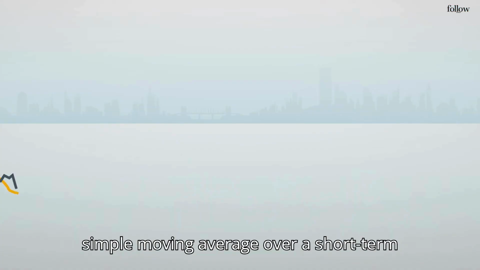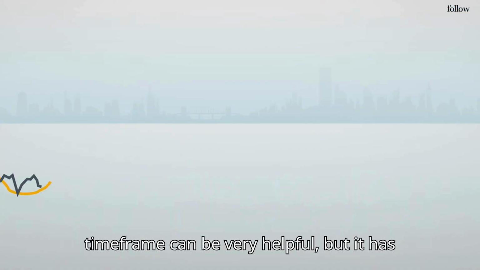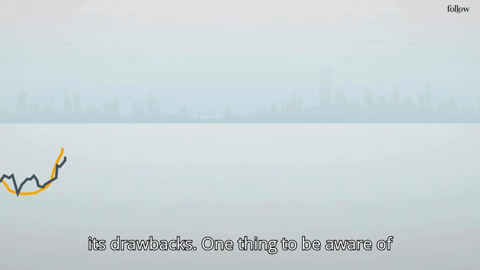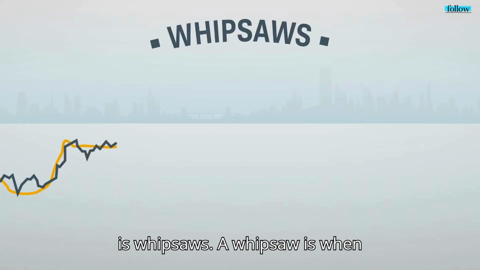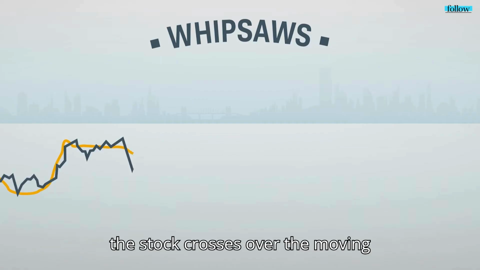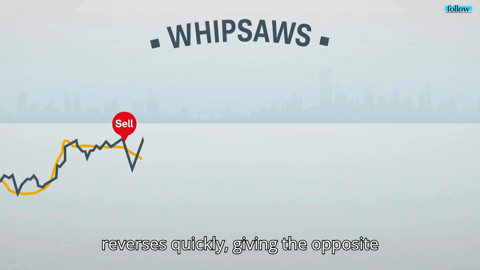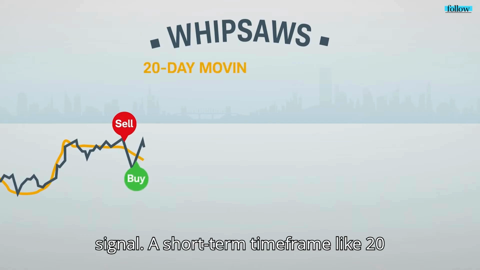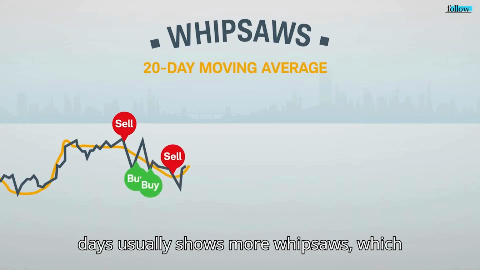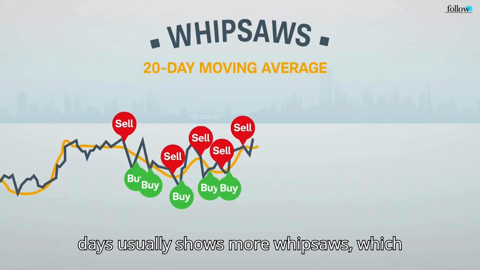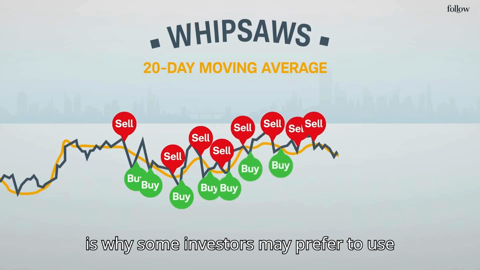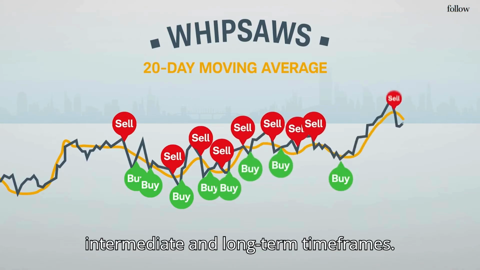Looking at a simple moving average over a short-term time frame can be very helpful, but it has its drawbacks. One thing to be aware of is whipsaws. A whipsaw is when the stock crosses over the moving average, giving one signal, and then reverses quickly, giving the opposite signal. A short-term time frame like 20 days usually shows more whipsaws, which is why some investors may prefer to use intermediate and long-term time frames.